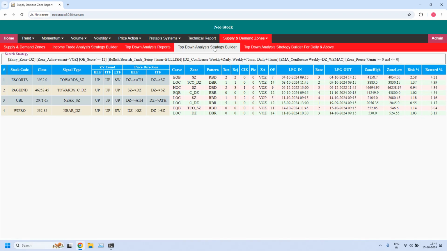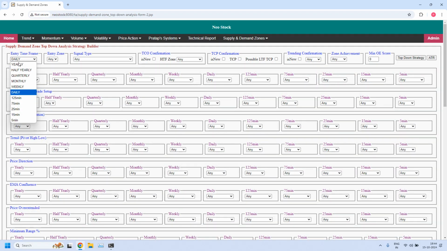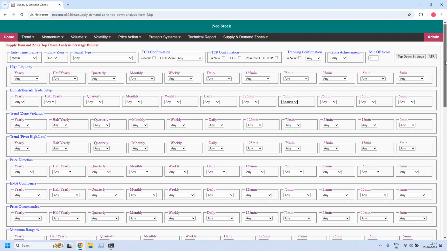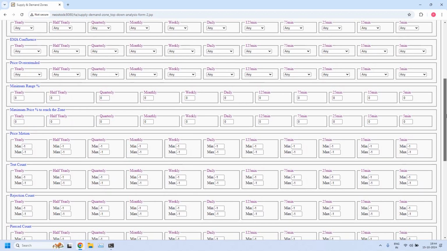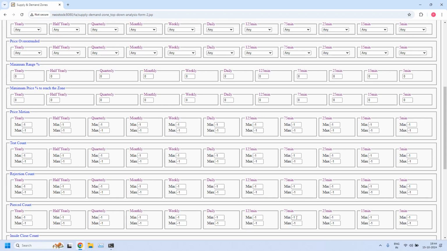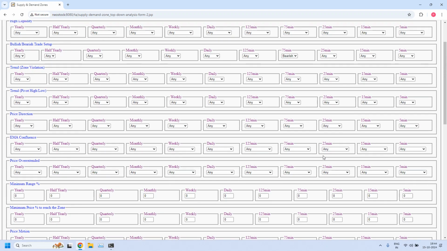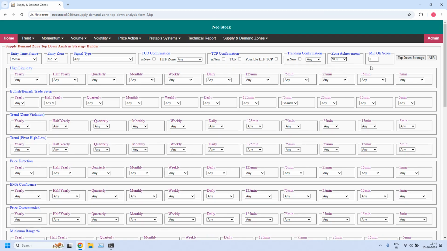Next, weekly income trade bearish trade setup. Entry time frame 75 minutes, entry zone, supply zone. In bullish or bearish trade setup at 75, I am selecting bearish. The 75 minute supply zone should not be pierced. So in the pierced count, 75 minutes, minimum value I am setting 0, maximum value 0. Zone achievement violated opposing zone, minimum odd enhancer score 12.